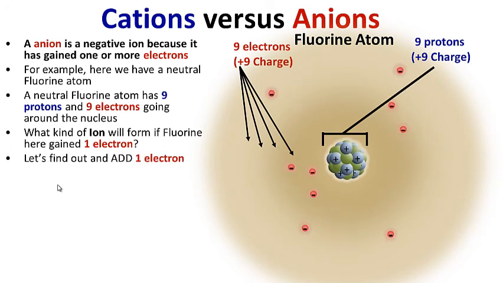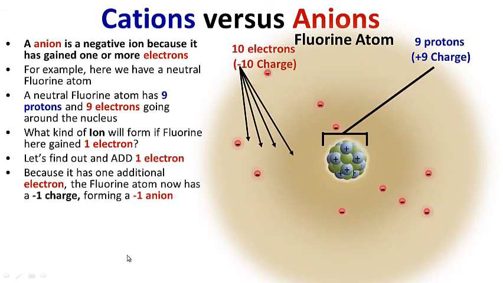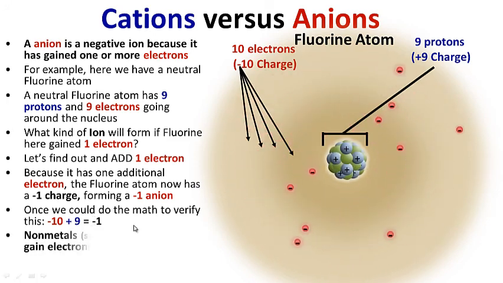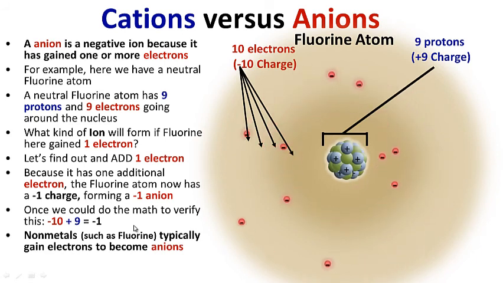Let's find out and add 1 electron here. So we're putting in an electron. So because it has 1 additional electron, the fluorine atom now has a -1 charge, forming a -1 anion. Once again, we could do the math. -10 + 9 is equal to -1. So nonmetals, such as fluorine, typically gain electrons, okay, to become anions, negatively charged ions.